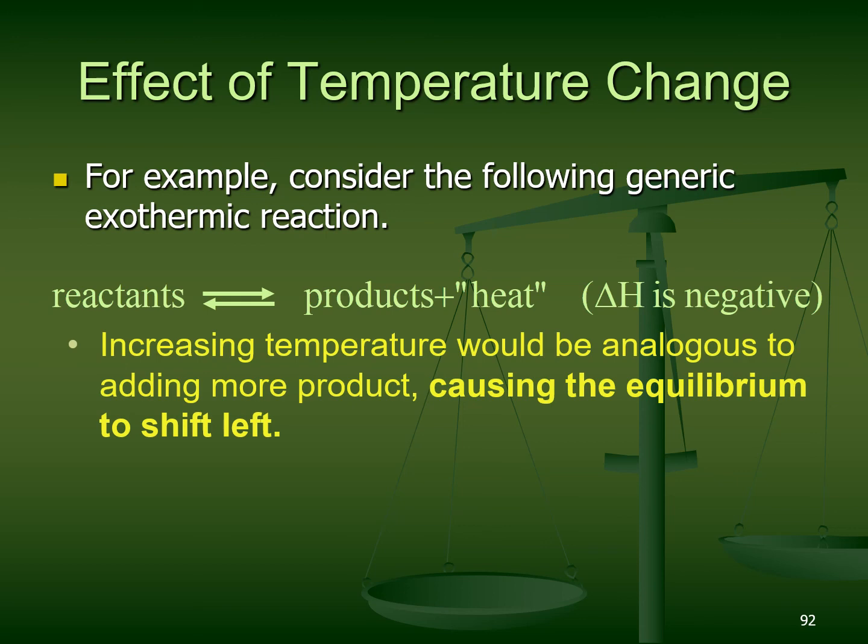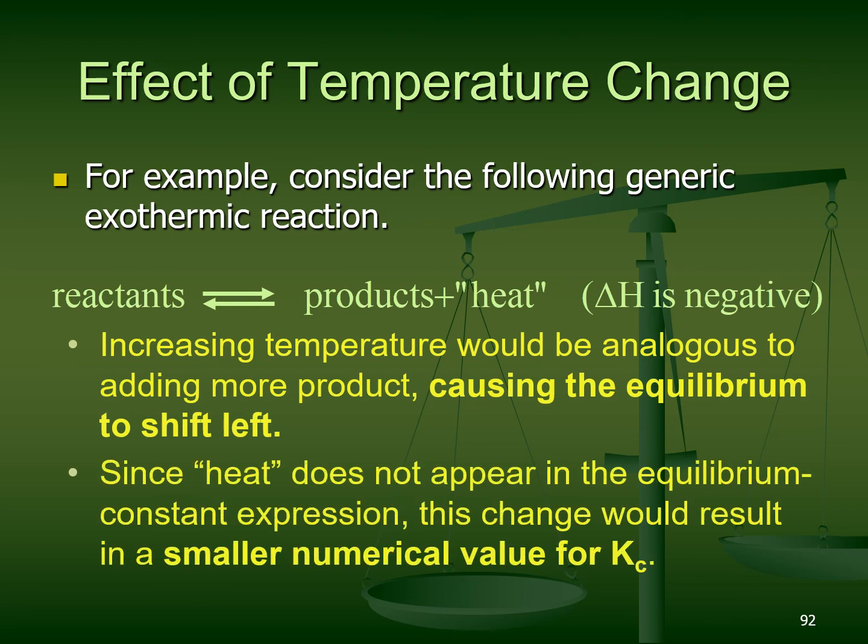If you decrease the temperature, if you cool it down, that would be like removing a product, so it will shift to the right. Now, heat, or delta H, does not appear in the equilibrium constant expression. So actually what happens is that the value for K changes if you change the temperature. If you increase the temperature, the K value will decrease. And so that's what's happening here.